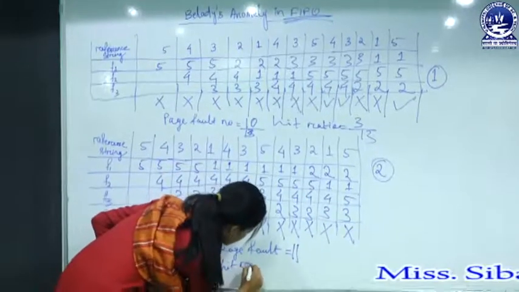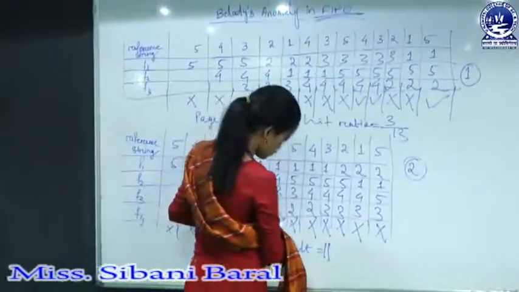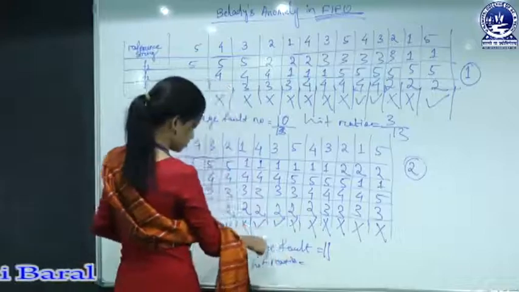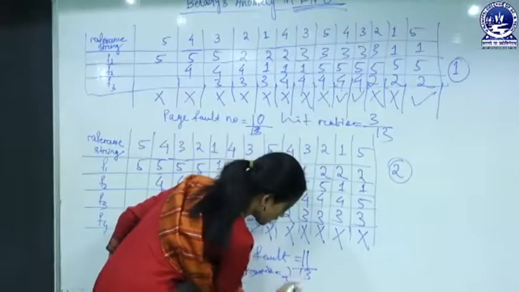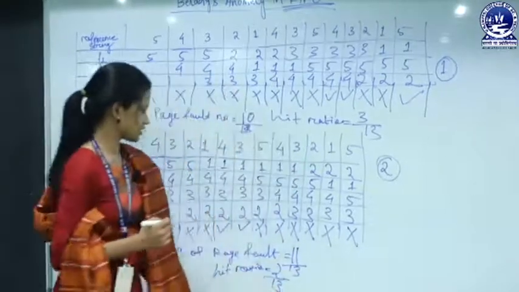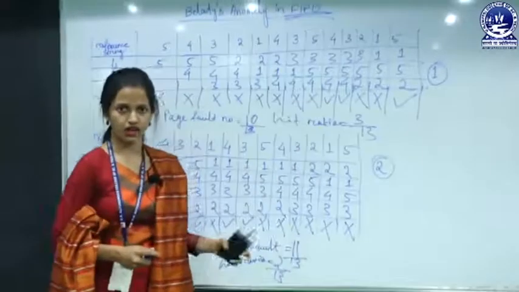And hit ratio, hit mark is 1, 2, here is 2, 13 and this one 2 by 13. So see, compare these two algorithms.